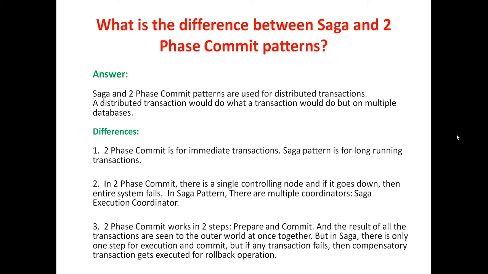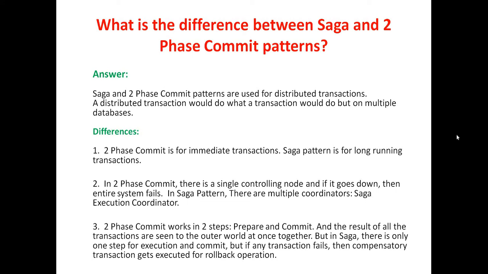Differences are: two-phase commit is for immediate transactions. Saga pattern is for long-running transactions. In two-phase commit, there is a single controlling node, and if it goes down, the entire system fails. In Saga pattern, there are multiple coordinators, Saga execution coordinators. So if one goes down, it will use the other instance of Saga execution coordinator.